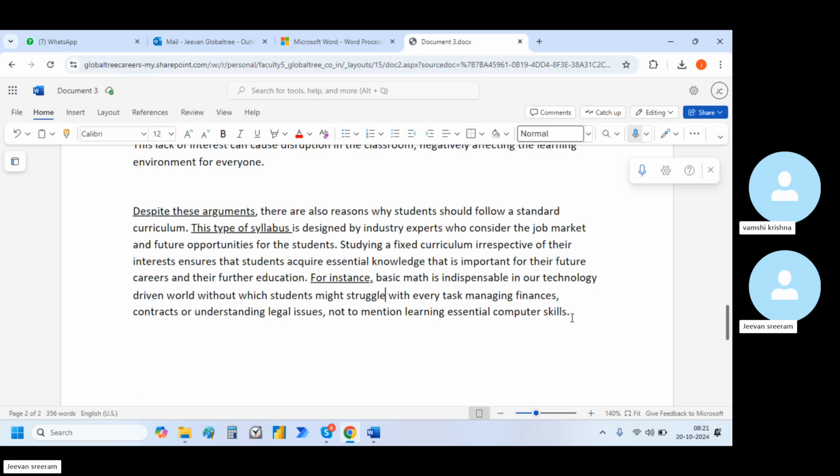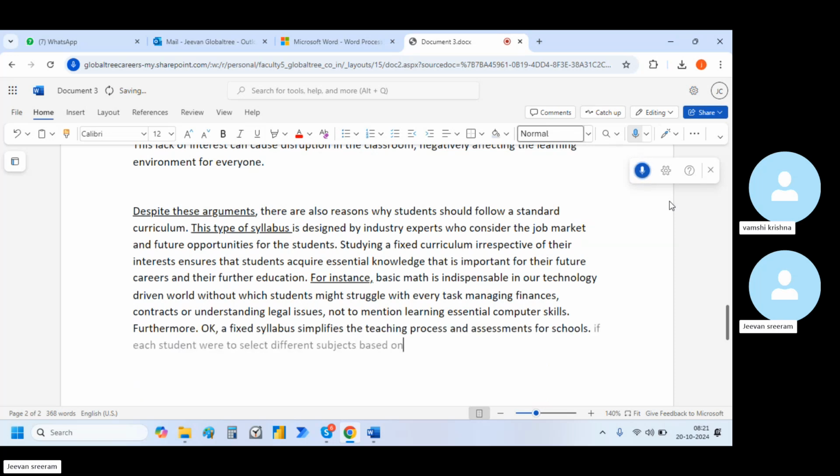The next one. So we have actually talked about how a fixed syllabus is beneficial, right? Now, the disadvantages of allowing the students to study their interested subjects should also be explained. Let me continue. Furthermore, a fixed syllabus simplifies the teaching process and assessments for schools. If each student were to select different subjects based on their interest, it would be difficult for schools to conduct the classes and exams effectively. So, a well organized syllabus ensures a uniform educational standard and maintains order within the classroom.